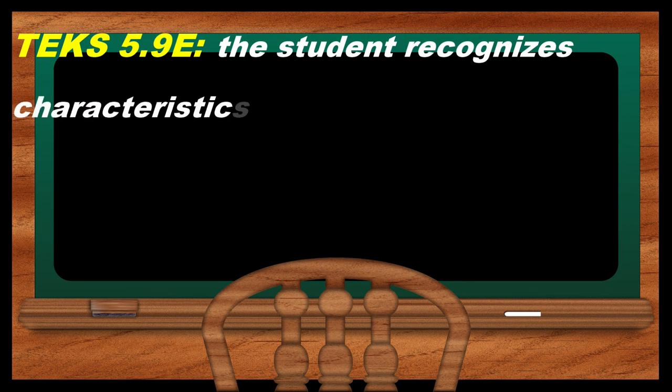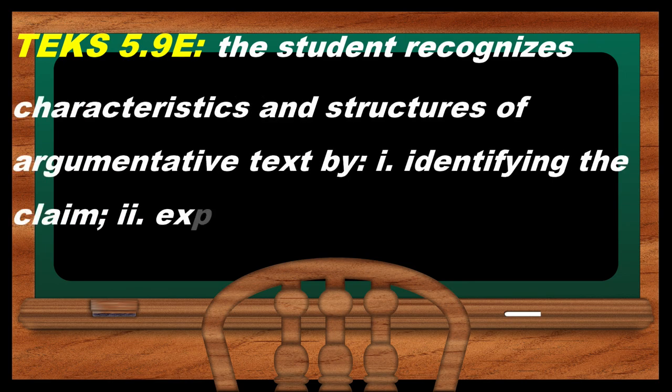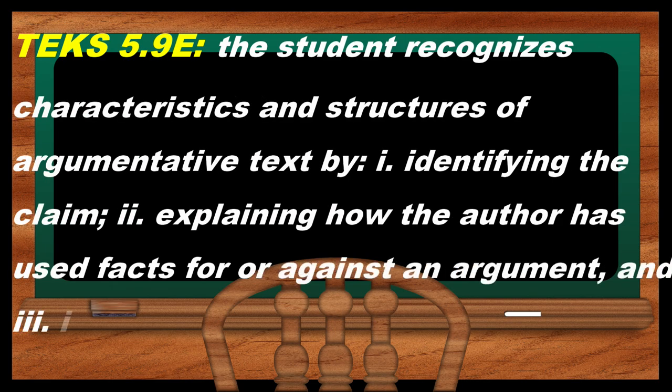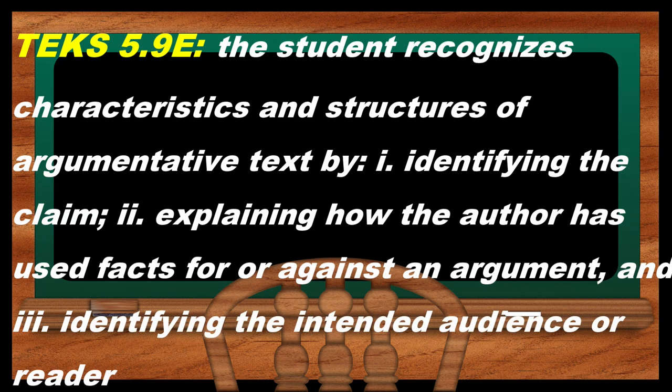So our TEKS that we will be using is the same TEKS that we have been talking about for the past, I guess now this is, like I said, our third week. It is 5.9E. So it says, recognize characteristics and structures of argumentative text by one, identifying the claim, two, explaining how the author has used facts for or against an argument, and three, identifying the intended audience or reader.